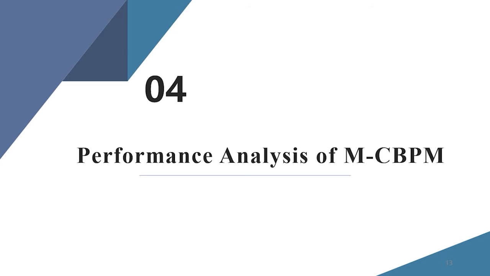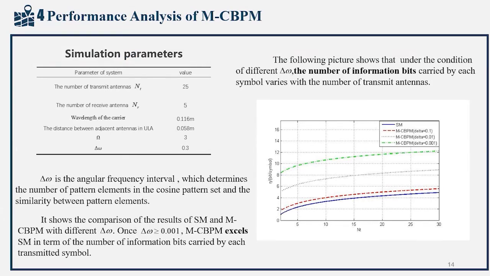Next, let's look at part 4, the performance analysis of MCBPM. The following figures show that under the condition of different delta omega, the number of information bits carried by each symbol varies with the number of transmit antennas. The system parameters in the simulation are listed in the left table. The actual number of transmitted information bits carried by an MCBPM symbol depends on delta omega.